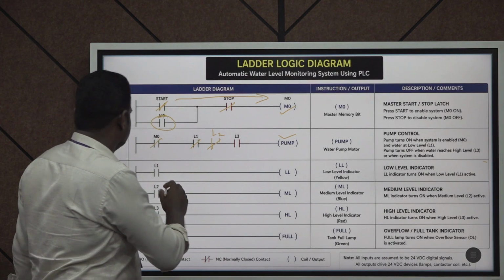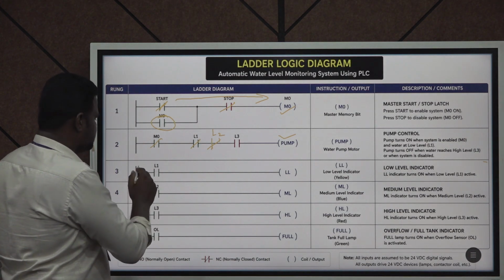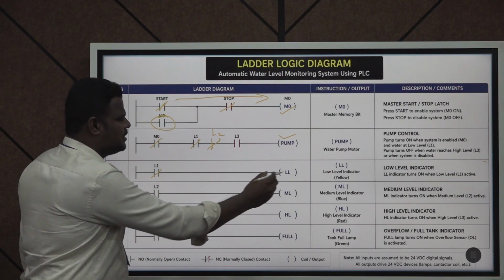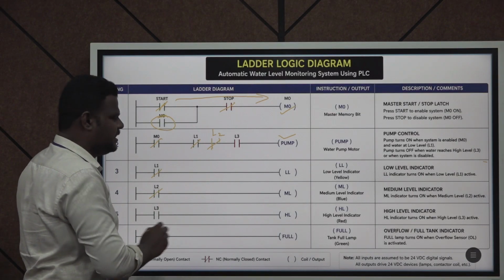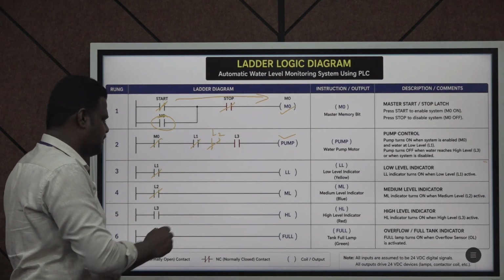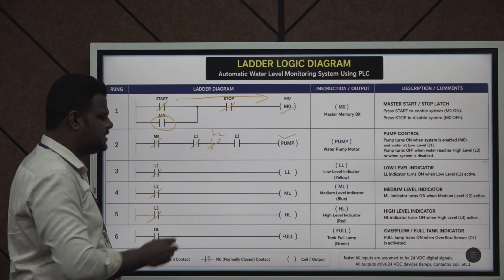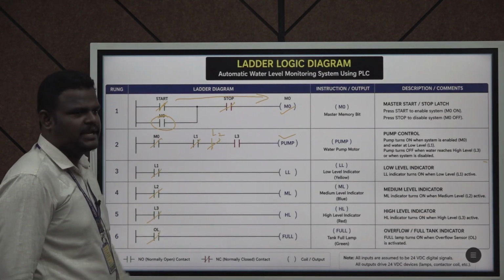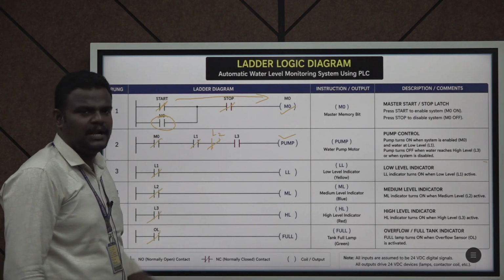Okay, then these are the status indicators. If the L1 sensor is detected, it will indicate low level. If L2 is detected, it will indicate medium level. If L3 is detected, it will indicate high level. If overflow is detected, it will indicate full. Okay, so this is a simple ladder logic diagram.